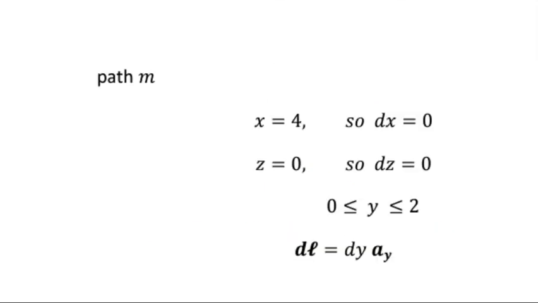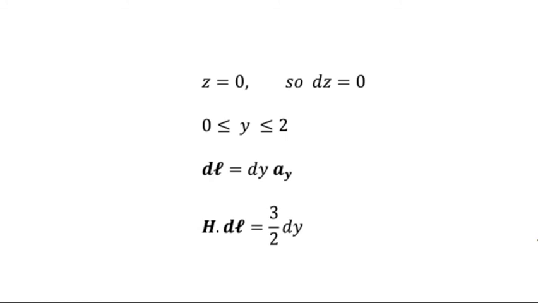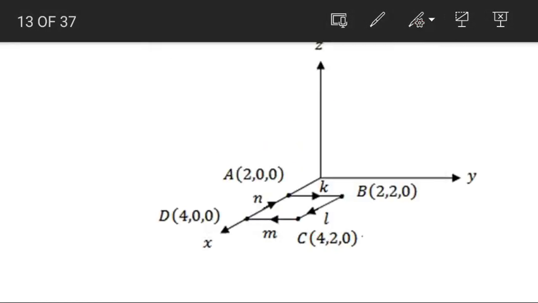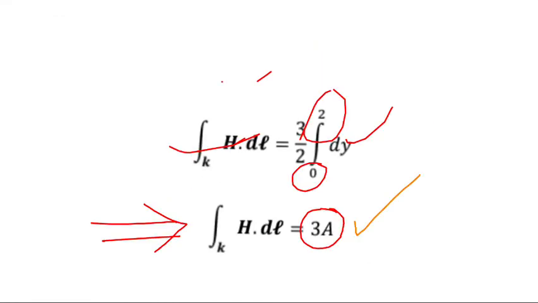Finally, we consider the straight path n. You see y is 0, so definitely dy will be equal to 0. Similarly, z is 0, so dz will be equal to 0, and x is changing from 4 to 2. So along this straight path, x is changing from 4 to 2.